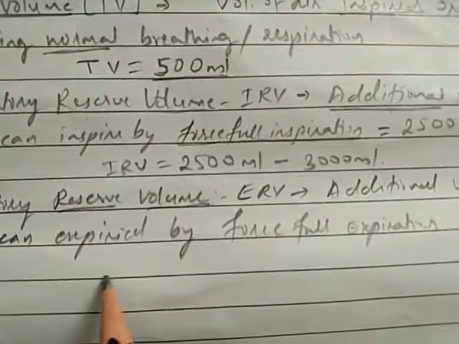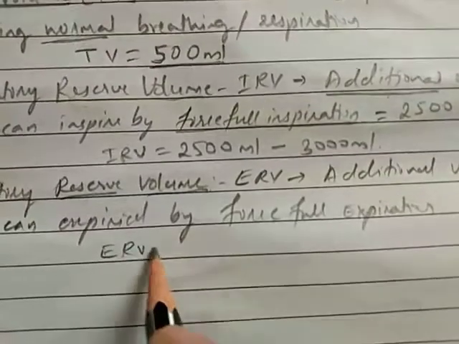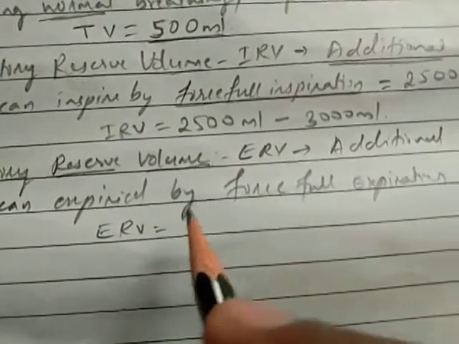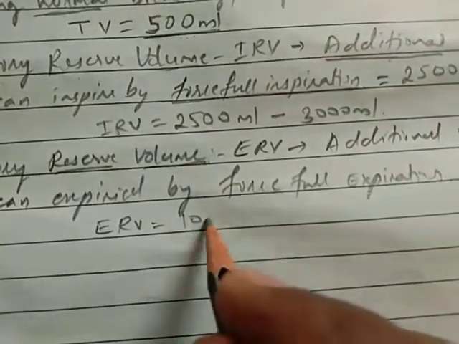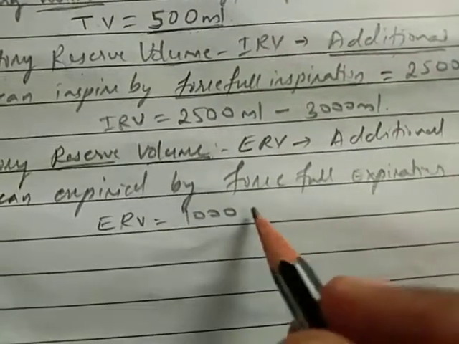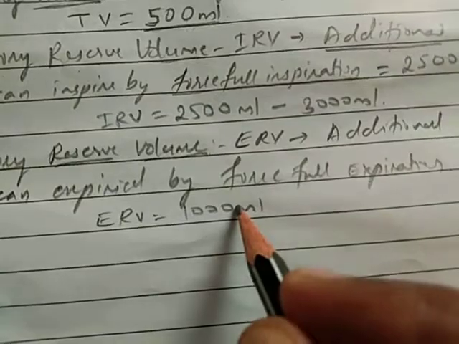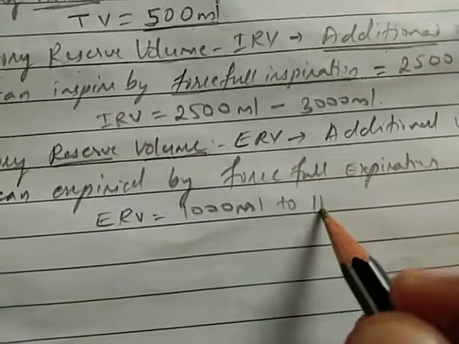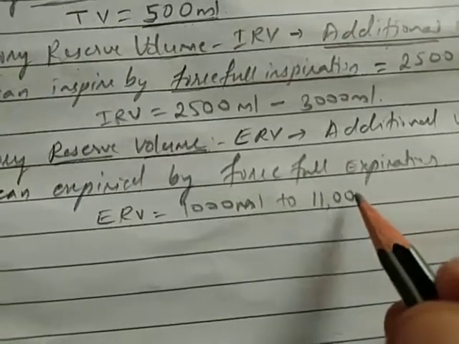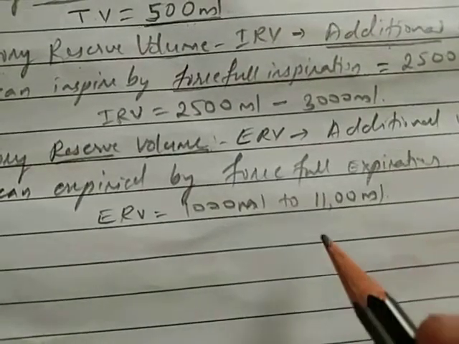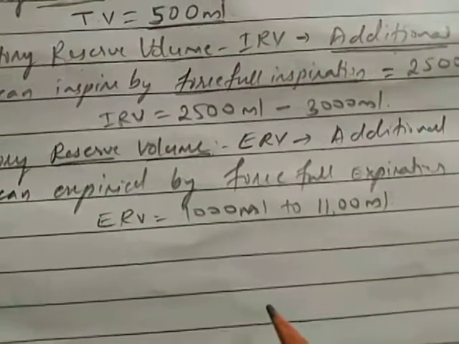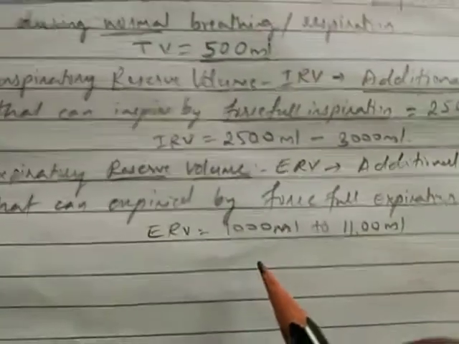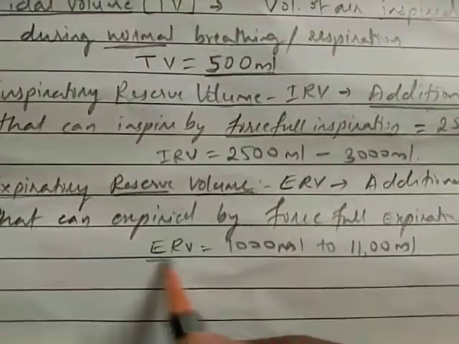So this is what ERV is equal to. ERV is equal to 1000, so this is about 1000 ml to 1100 ml, right? So this is what ERV.